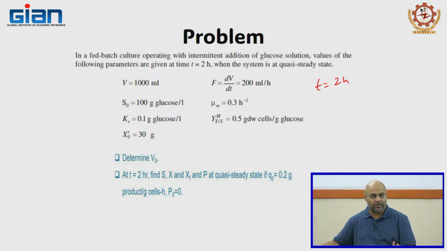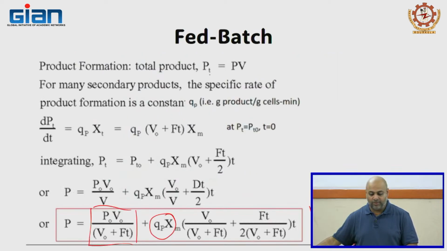V is given as 1000 ml, S naught is given, the Ks value is given, X naught at time t is also given, F is given as dV by dt, which is 200 ml per hour, mu m, which is your mu max, is given as 0.3 per hour, and Y x over s is given as 0.5 grams dry weight cells per gram glucose. You need to determine V naught. Now, which equation will you use for V naught?